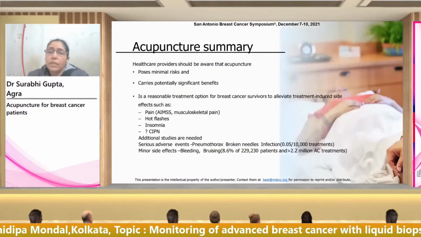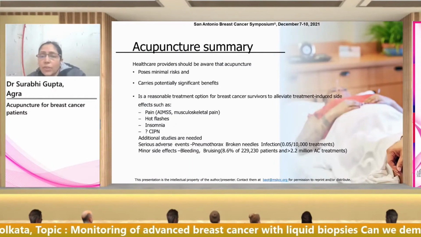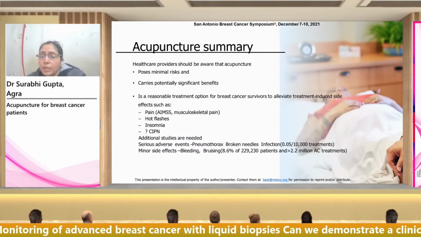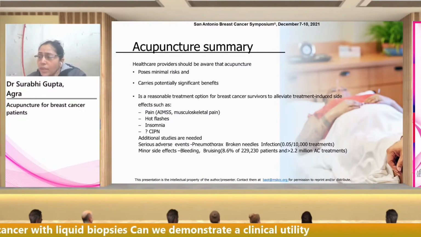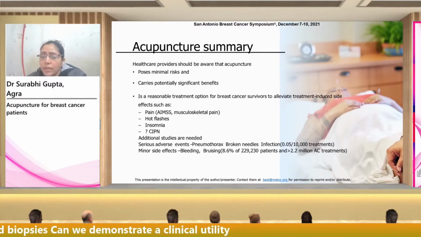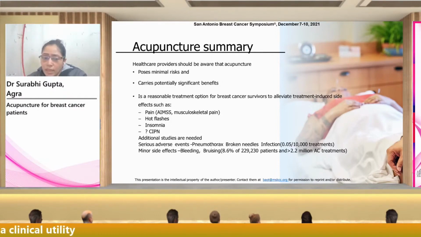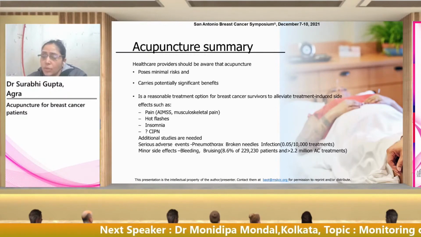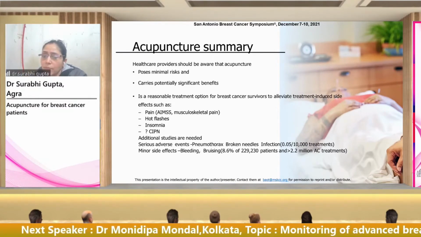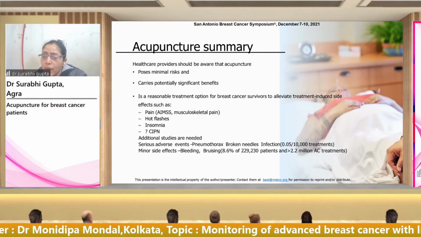So coming to summarize, healthcare providers should be aware that acupuncture possesses minimal risk. Though some serious adverse effects have also been seen, like pneumothorax, broken needles, infection, these incidents are very rare. Minor side effects are usually seen, like mild bruising and mild bleeding. But we must see that it carries potential significant benefits, and it may be a reasonable treatment option for breast cancer survivors to alleviate treatment-induced side effects like musculoskeletal pain, hot flashes, insomnia, and most probably chemotherapy-induced peripheral neuropathy and neuropathic pain, though additional studies are needed to comment on this.